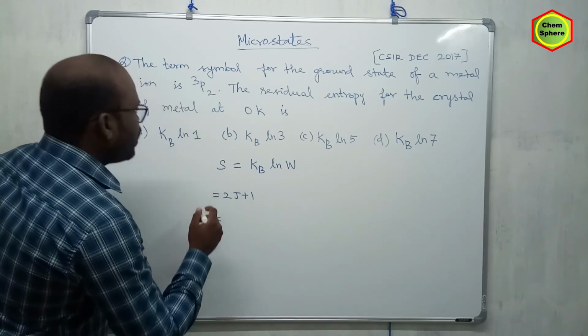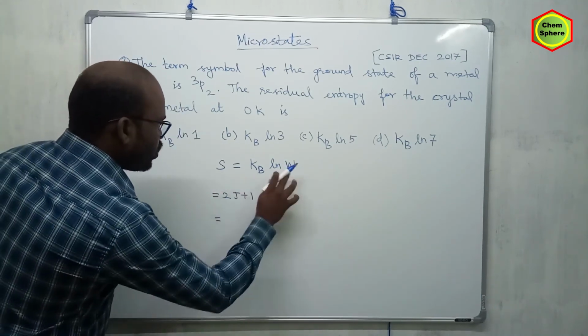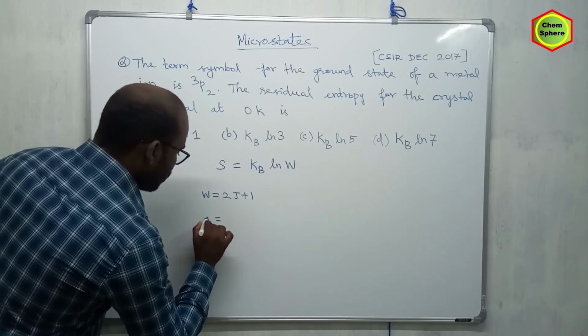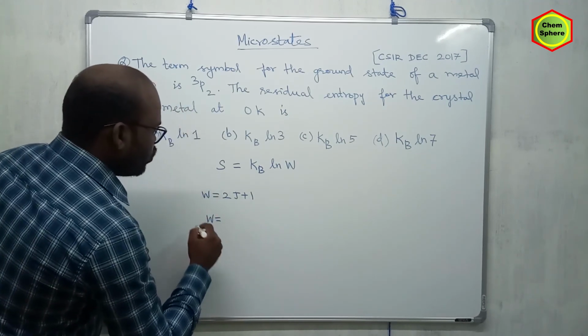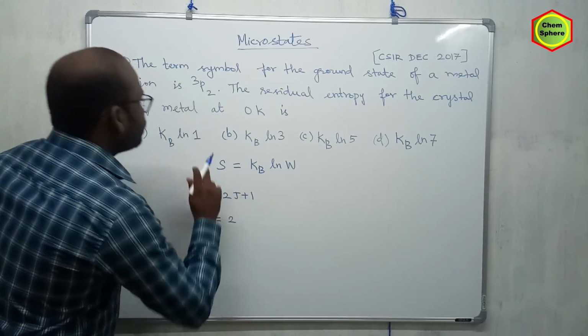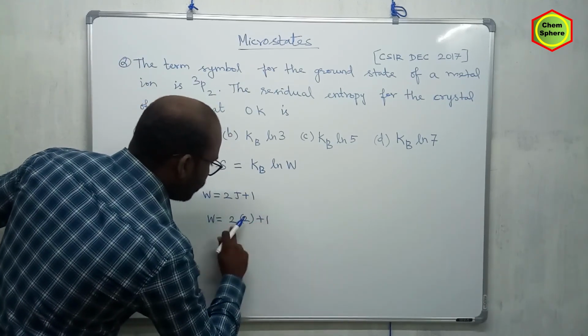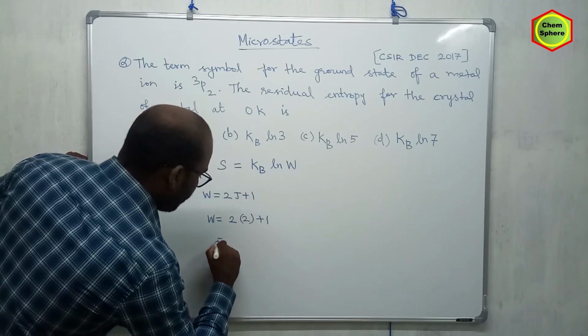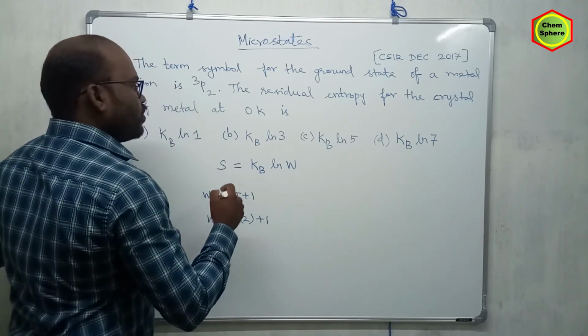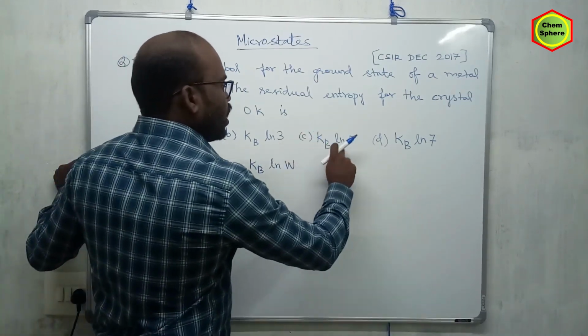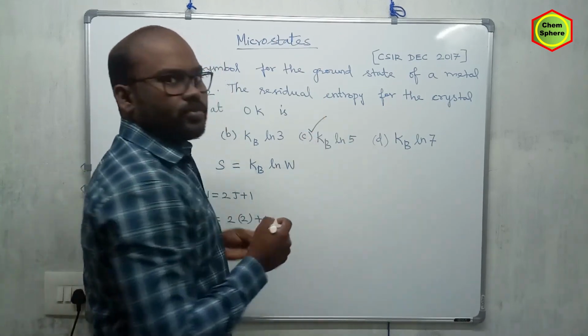So simply apply this to get the total number of microstates. The total number of microstates W will be 2 into the J value, which is 2, plus 1. 2 into 2, 4, 4 plus 1, 5. So the answer will be Kb ln 5. This will be the correct answer for this question.